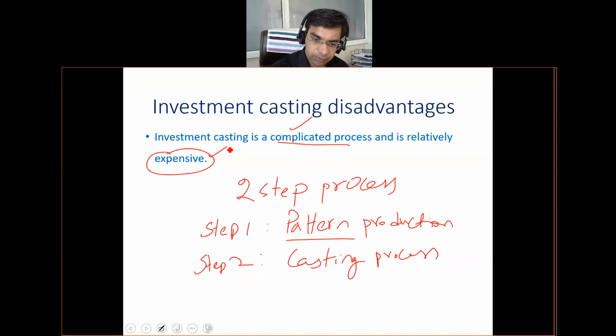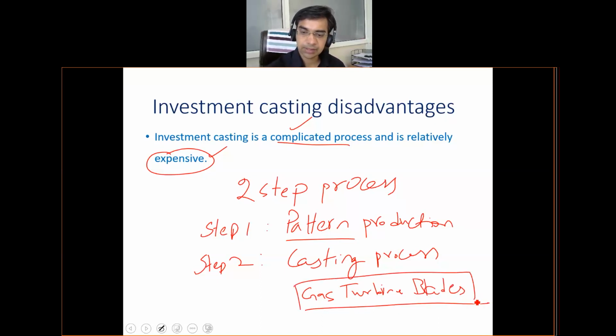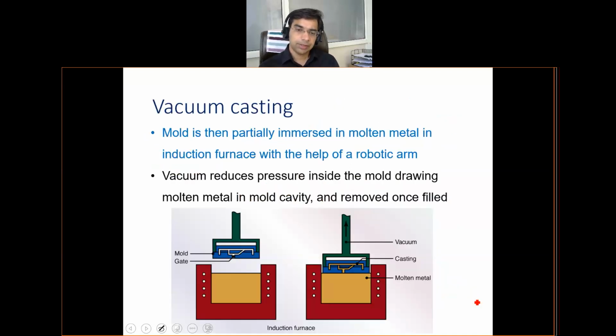The most popular products made using this are the gas turbine blades used in aircraft engines. Gas turbine blades are an example of a product made using this process. These gas turbine blades are made of super alloys which have very high melting points, and this type of product can justify the expensive cost of the investment casting process. So this was all about investment casting.